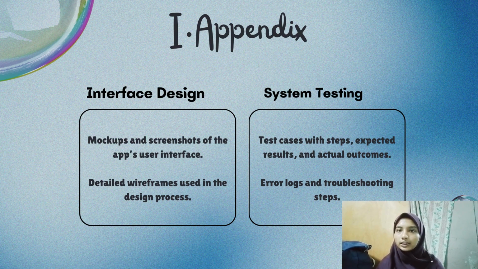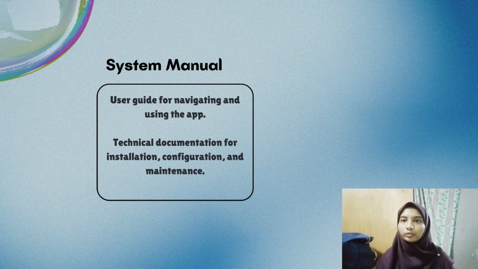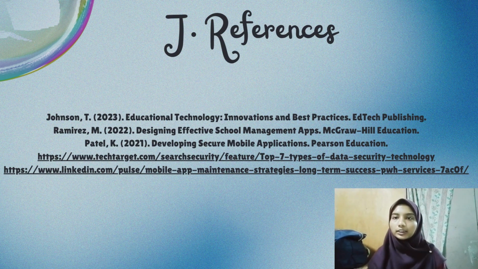Function, which is interface design, system testing, and system manual. For interface design, we make mockups and screenshots of the app's user interface, and detail wireframes used in the design process. For system testing, test cases with steps, expected results, and actual outcomes, and also error logs and troubleshooting steps. Manual: we have a user guide for navigation and using the app, also technical documentation for installation and configuration, and these are the references which we searched for the Track CC app.